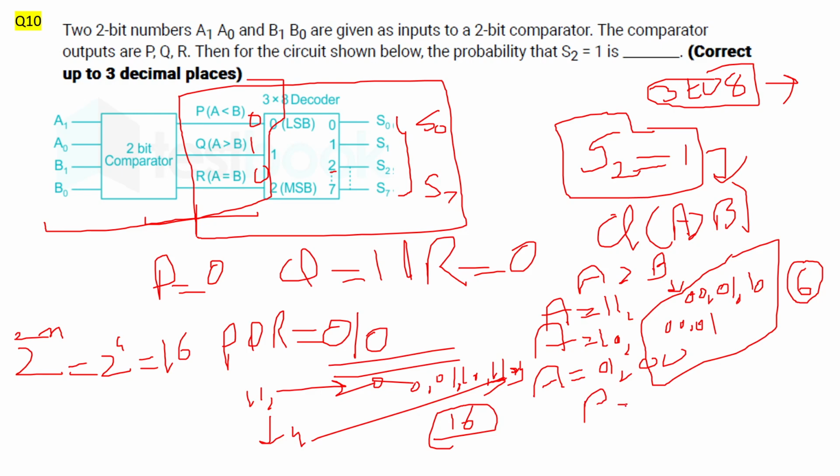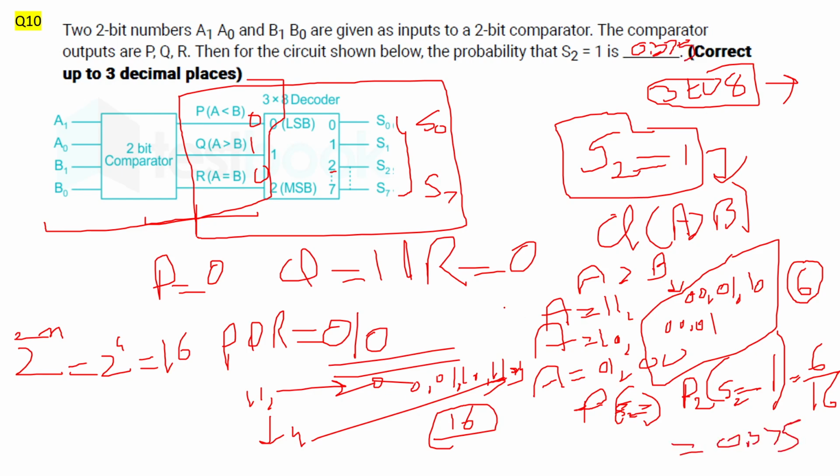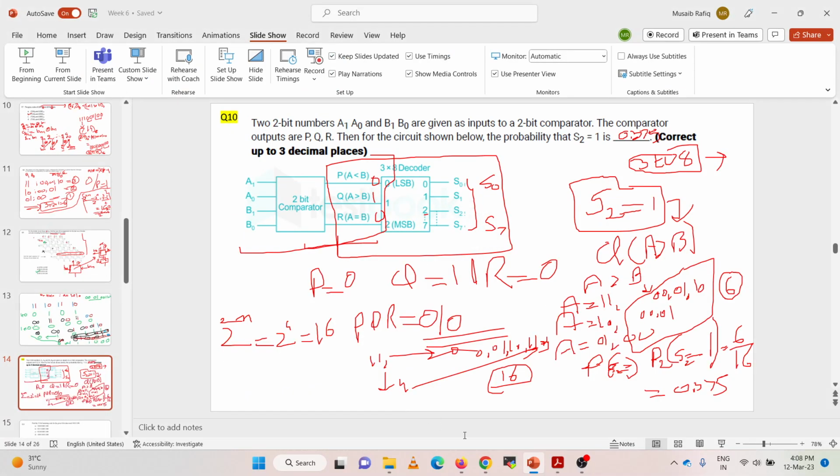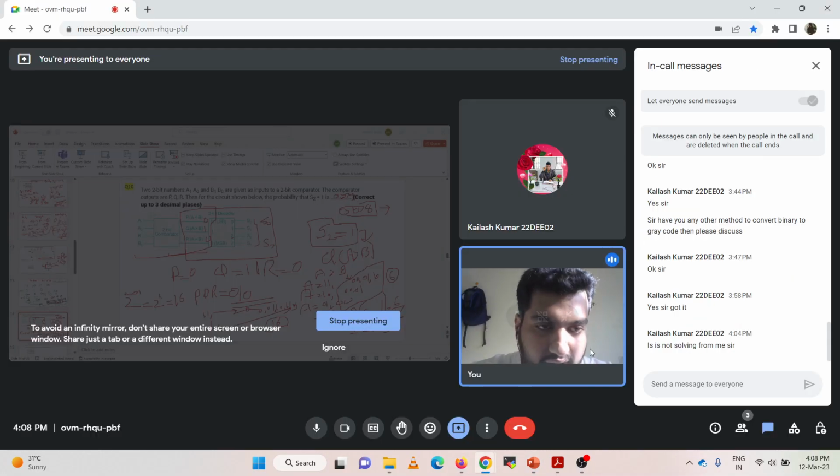So the probability of S2 equal to 1, let me just write it down, P(S2 = 1) is 6 by 16. How much is 6 by 16? 6 divided by 16 is 0.375. So the correct answer was 0.375. So whenever you find these questions, try to break them. Find the condition, then go.